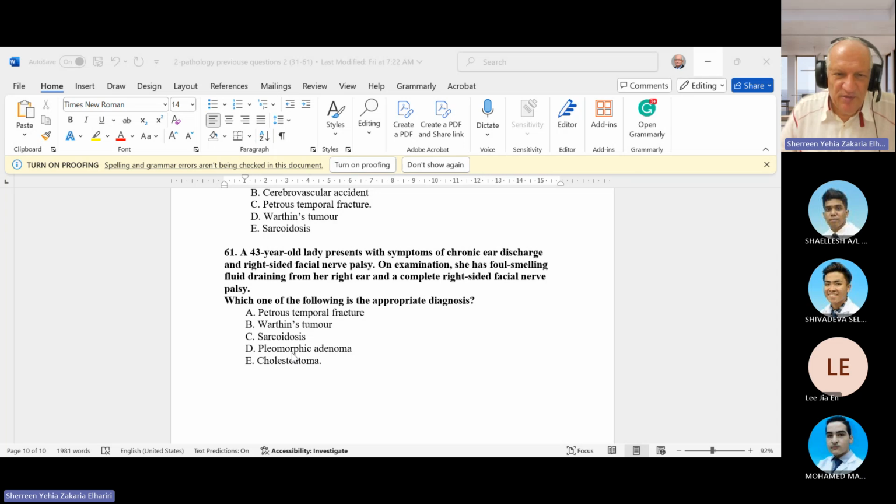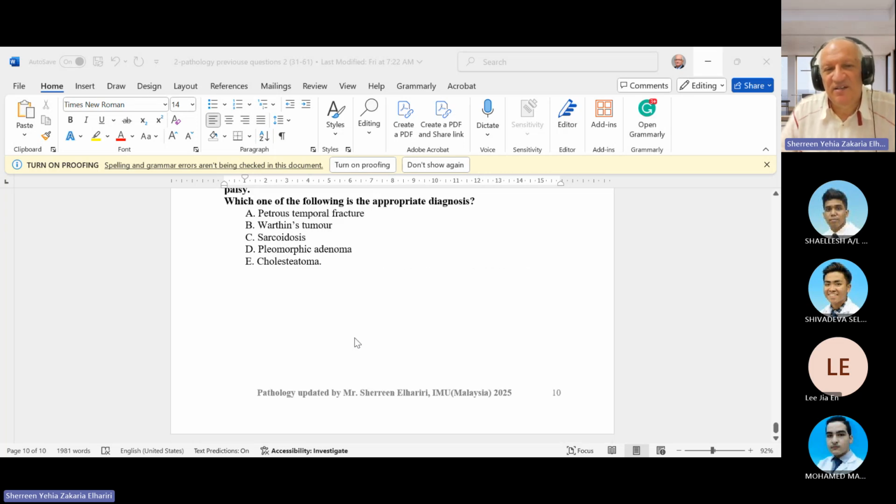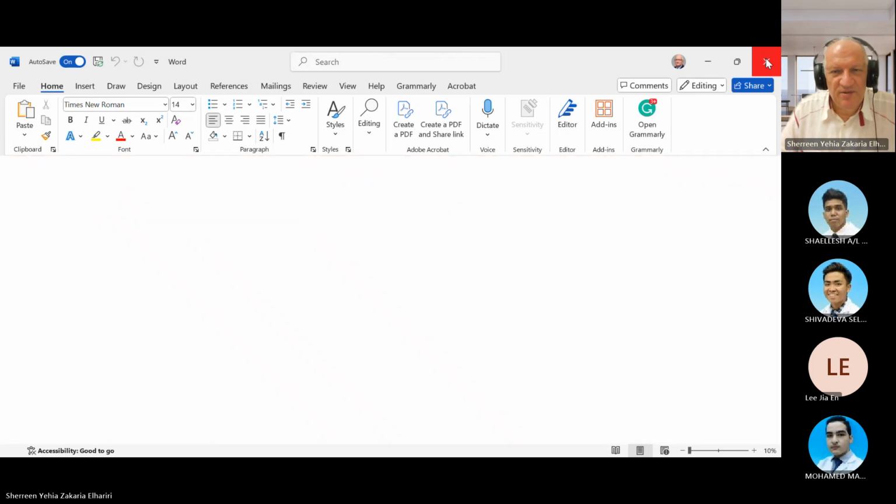Again, polymorphic adenoma does not affect the facial nerve. Sarcoidosis can be bilateral. Wharton tumor is not affecting it. Petrous bone fracture is unilateral and affects the facial nerve. Okay. So this is as regards the first group of the pathology questions.